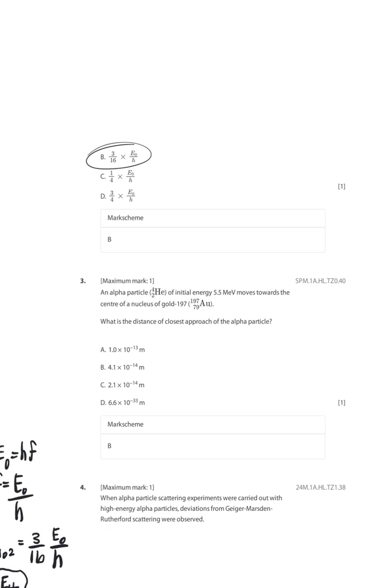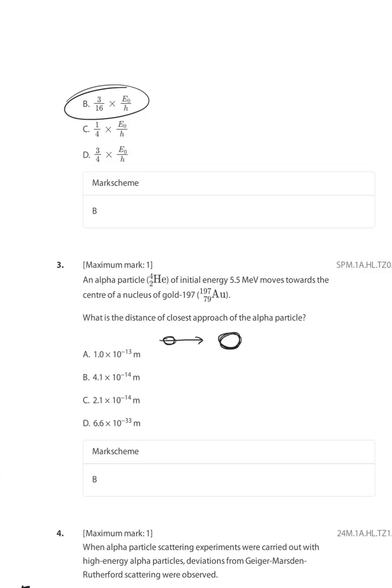So we have an alpha particle with 5.5 MeV that moves towards the center of a nucleus of gold. And what's the distance of closest approach of the alpha particle? The way this works is the alpha particle is moving towards the nucleus of gold with a certain amount of kinetic energy, but they're both positive, so they're repelling each other. That gold nucleus is repelling the alpha particle. Eventually, the alpha particle slows, and all of its kinetic energy goes to potential energy in the field.